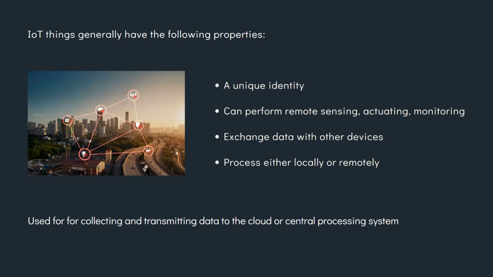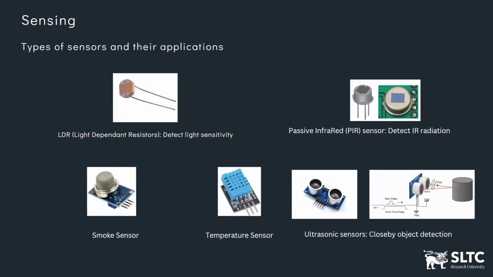So here, a unique identity must be given to the IoT thing. That unique identity is given by different addressing forms. So we have IP addresses that will uniquely identify the devices. So basically, the IoT things are used for collecting and transmitting data to the cloud or the central processing systems.